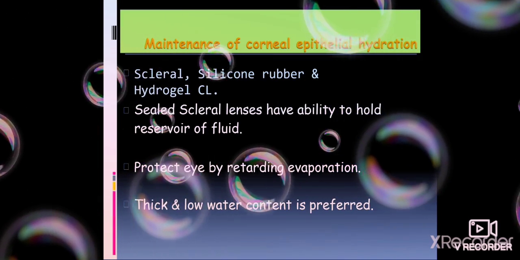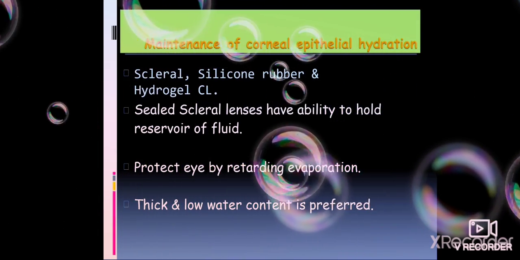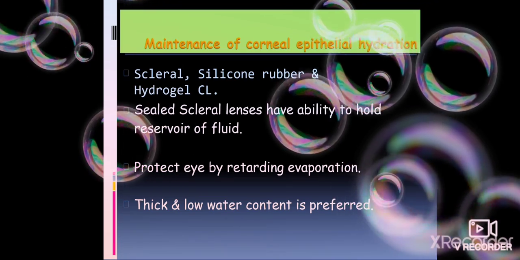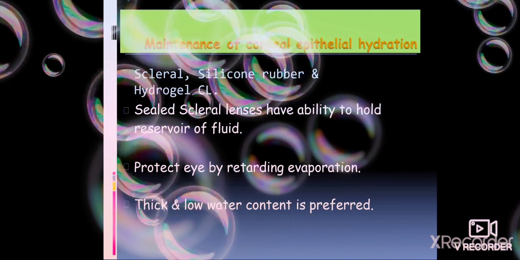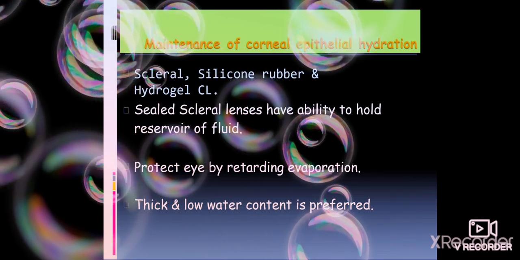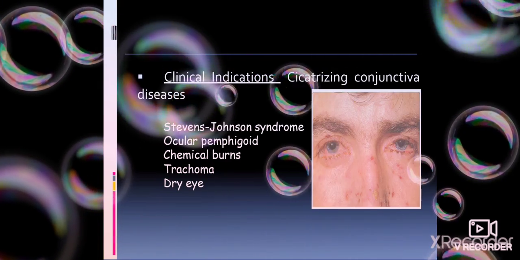For maintenance of corneal epithelial hydration, scleral, silicone rubber and hydrogel contact lenses can be used. Sealed scleral lenses have the ability to hold a reservoir of fluid and protect the eye by retarding evaporation. A thick, low water content lens is preferred in this case.